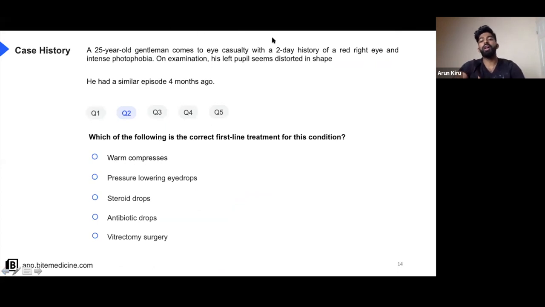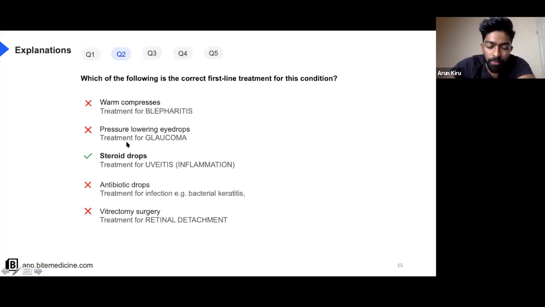So can anyone tell me in the chat what they think the overall diagnosis might be here? And don't worry if you're not sure, just try and put something down. Anyone, any ideas? So we've got a few people going for anterior uveitis. Anything else? Glaucoma, great. Good. So you're absolutely right. Those are the two differentials here. So the correct answer is steroid drops.